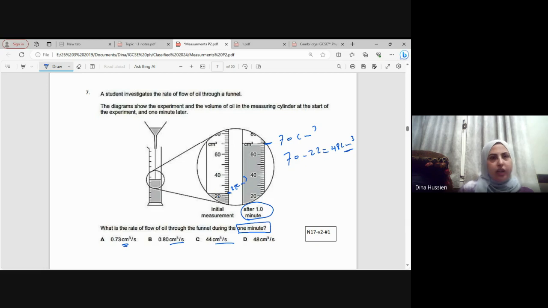I don't know what the rate of flow is, but I looked and found it is centimeter cubed per second. What do I have here? The answer in centimeter cube. What can I do now is simply divide it by time so that I get per second. But the time must be in seconds. So I need to divide this 48 over time. The only time I have here is 1 minute, so simply convert this 1 minute into seconds. 1 times 60 is simply 60.